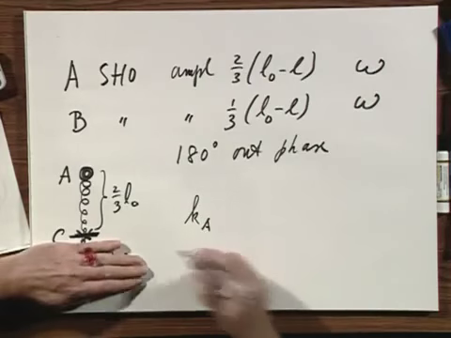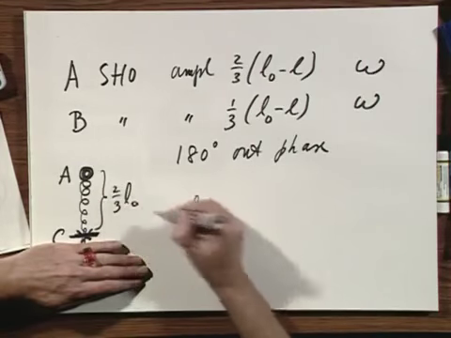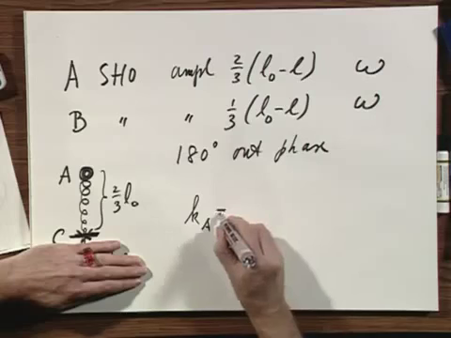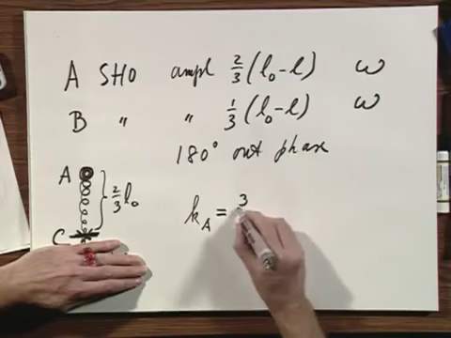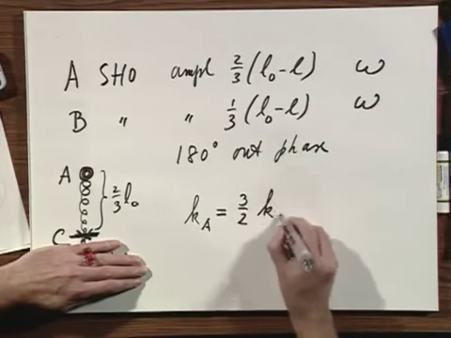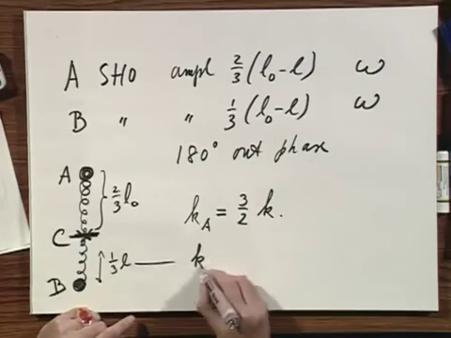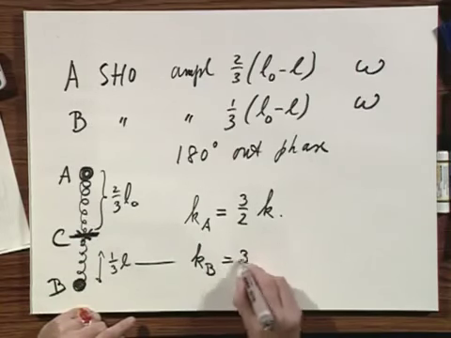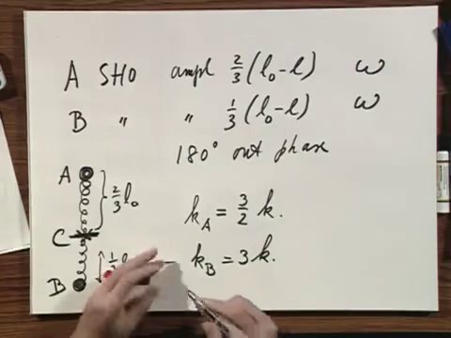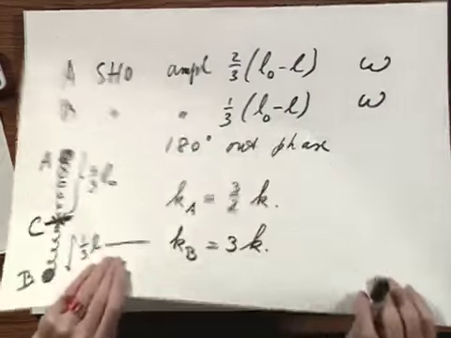So there is just one spring with length 2/3 L0. I claim that the equivalent spring constant is 3 over 2 times k, and that kB equals 3 times k. And I want you to work on that and convince yourself of that.